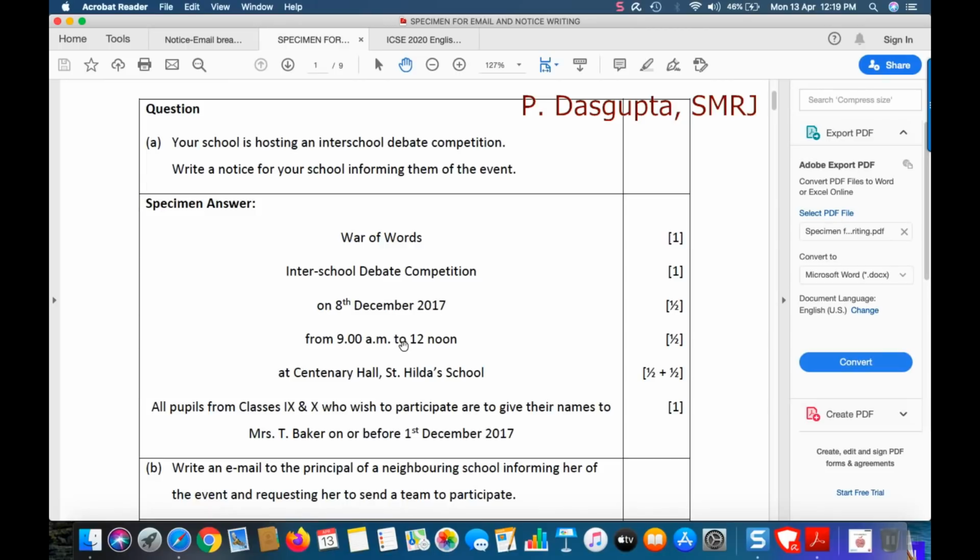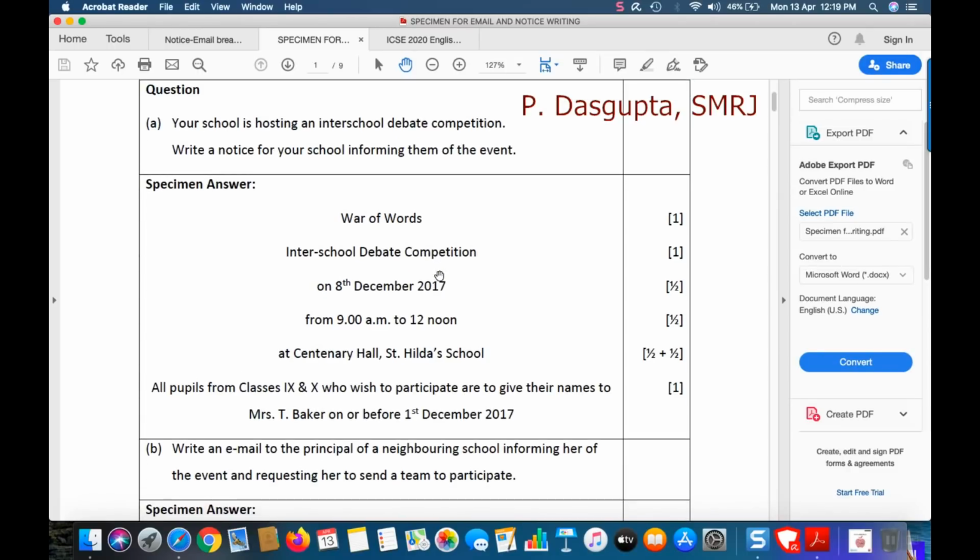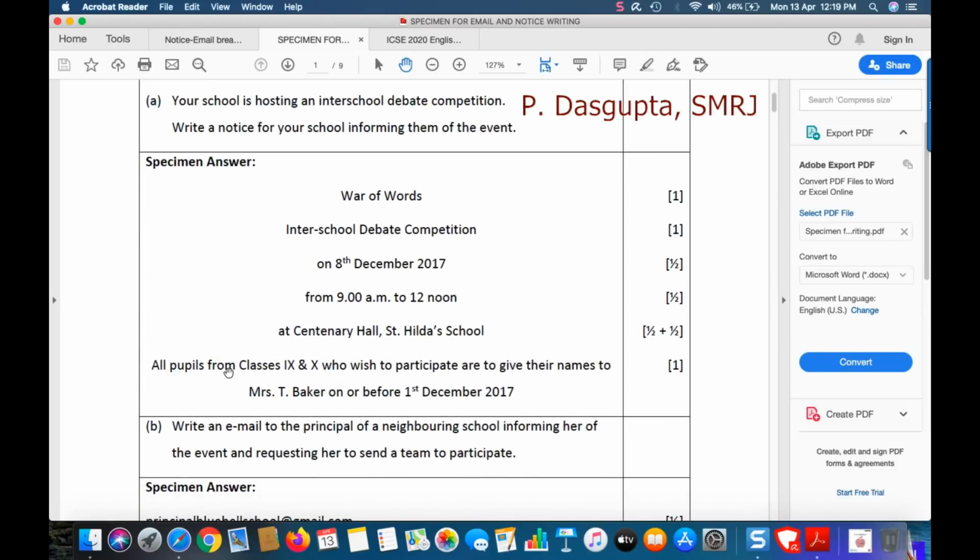It is between 9 a.m. to 12 noon. And where is it going to be held? It is going to be held at Centenary Hall at St. Hilda's School. Fine. Now, who are supposed to be involved in this debate? The entire school? Let's see what it says. All pupils from classes 9 and 10 who wish to participate are to give their names to Mrs. T. Baker on or before 1st December 2017.